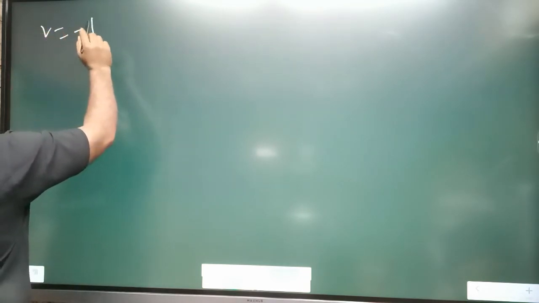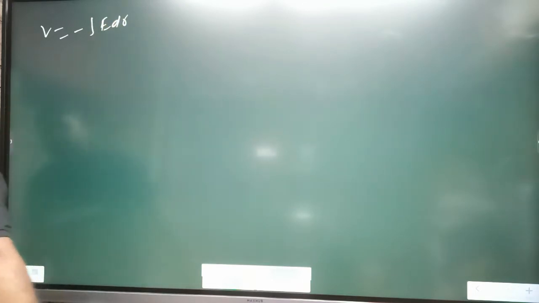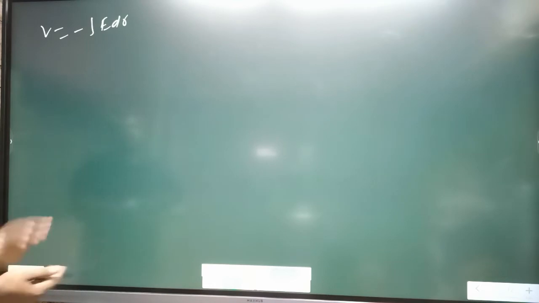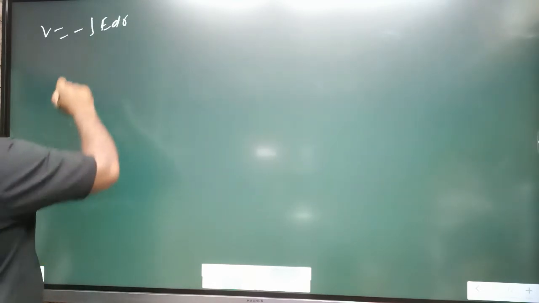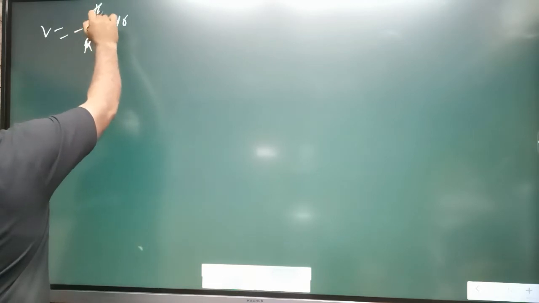Potential V is equal to minus integration E dr. Where is the potential equal to 0? At infinity potential is equal to 0. This point is known as a reference point. Okay? Means a reference point to that point, where we can find out the potential.